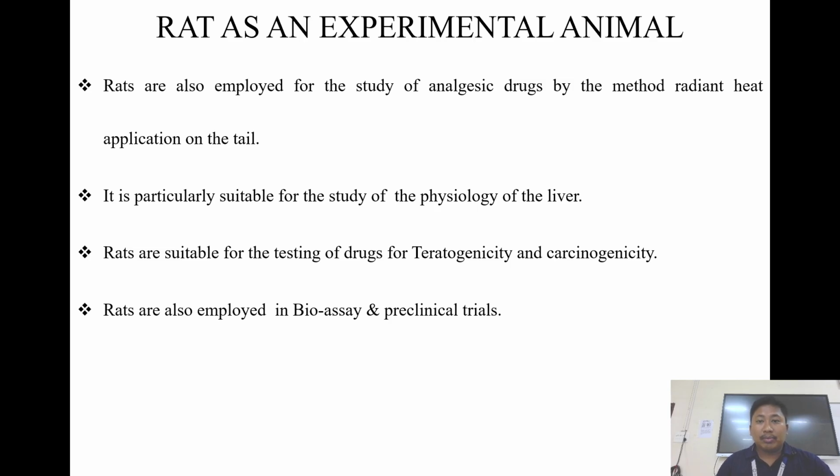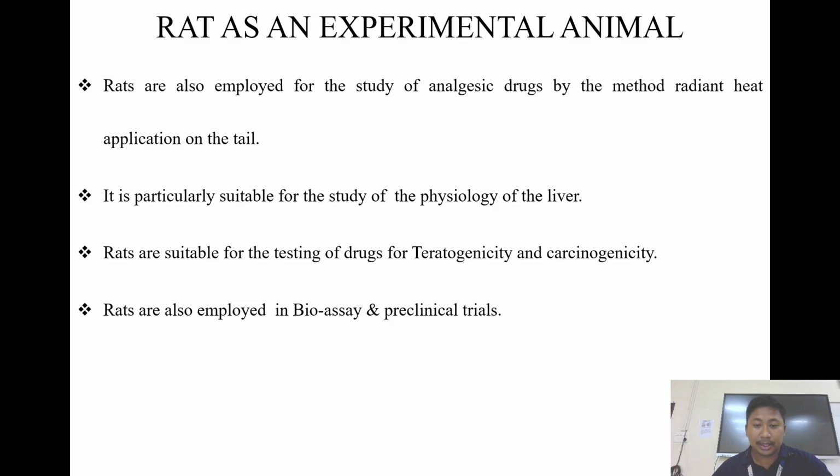Rats are also employed for the study of analgesic drugs by methods such as radiant heat application on the tail, or there are many others, for example, Eddy's hot plate and von Frey. So there are many ways that we study rats and their responses to pain. It is also useful for the physiology of the liver, so we can study how drugs act on the physiology of the liver.